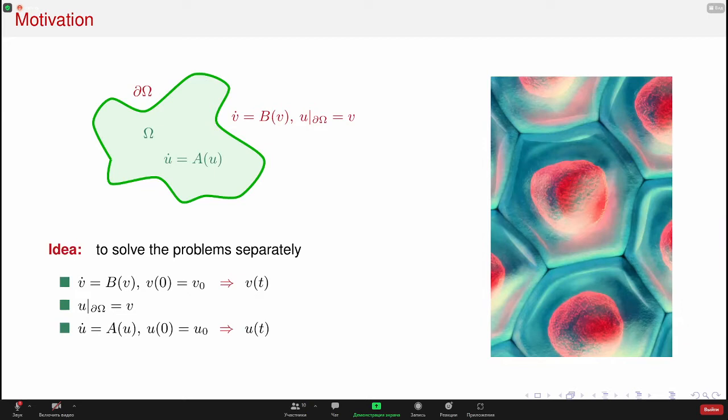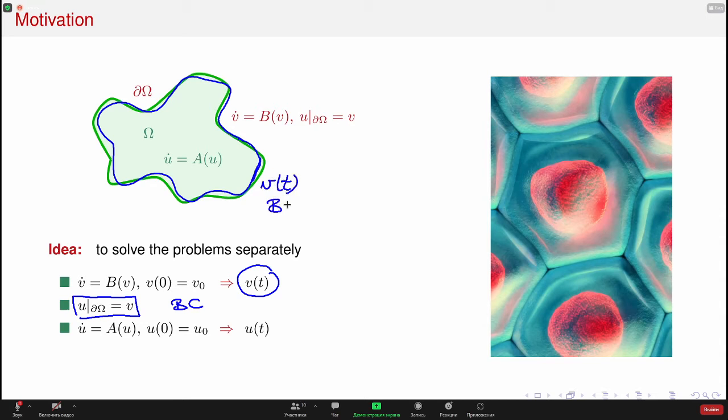So the idea is how to solve this problem. The idea is to solve the problems separately. First we solve the problem on the boundary. Then we have V of t, and this is the boundary condition. So this V lives on the boundary, and then we have the boundary condition for the inner problem, and then we solve the inner problem. So on the boundary of omega we have the boundary condition, and then on omega. This looks like a very promising idea.